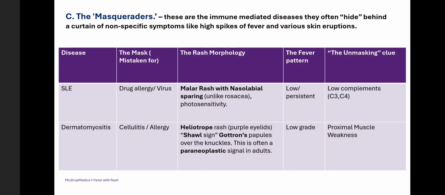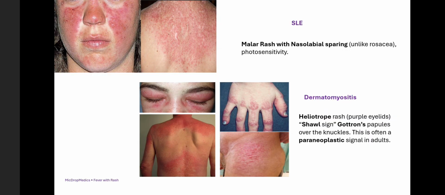Now let's discuss the masqueraders. These are the immune-mediated diseases that hide behind a curtain of non-specific symptoms that do not get better on ceftriaxone. Acute presentations of SLE and dermatomyositis are often mistaken for drug allergy or a viral rash due to their low-grade fever pattern. Look for the malar rash sparing the nasolabial folds in SLE, whereas in dermatomyositis, look for the heliotrope rash and the Gottron papules over the knuckles. That is often a sign of paraneoplastic syndrome in adults.